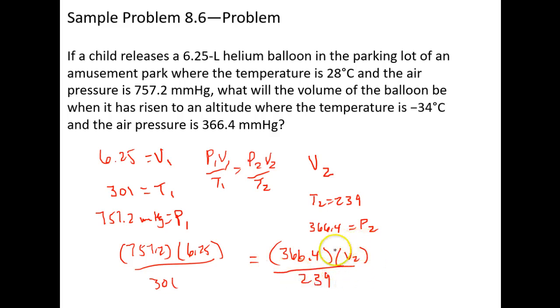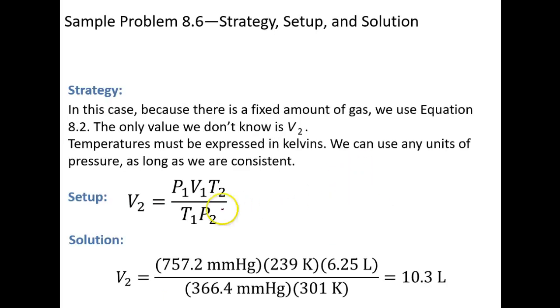And basically you solve for V2. We'll have it on the other slides, I don't have room anymore. So here's the equation, here's all the numbers, and you get 10.3 liters. That's basically how you do a combined gas law. When we have more than one variable, you just take all the variables and combine them, and you solve for one of them.